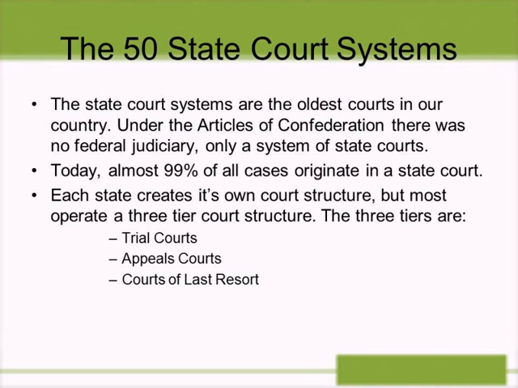There are a very small number of states who use a two-tier system. You go from the trial court systems to the court of last resort. They eliminate that appeals court. Really what happens is your court of last resort will act as both the appeals court and the court of last resort. The states that use that two-tier system are primarily your smaller states, where there is a significantly smaller number of court cases.